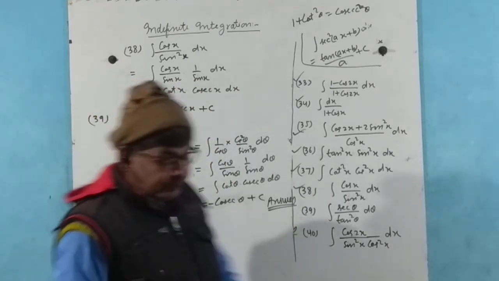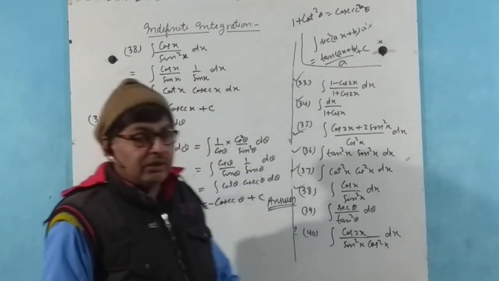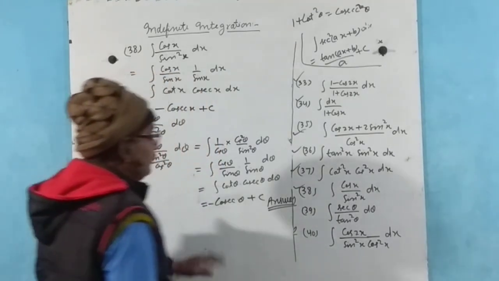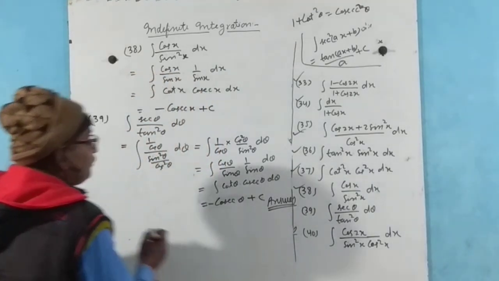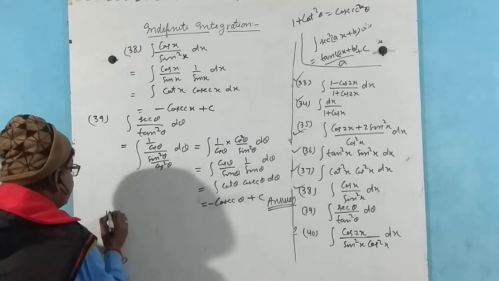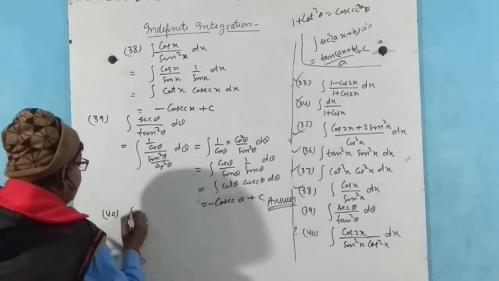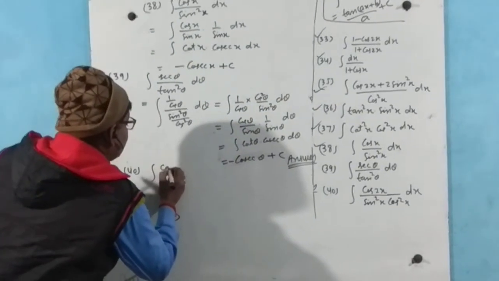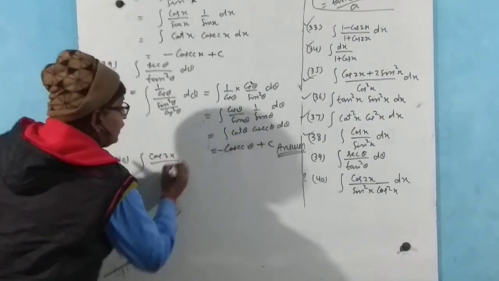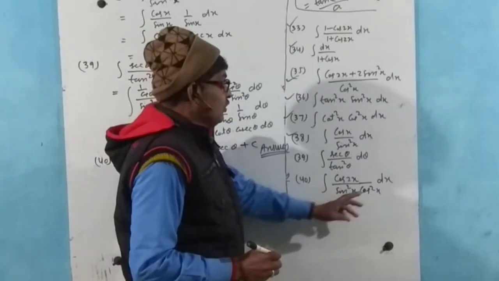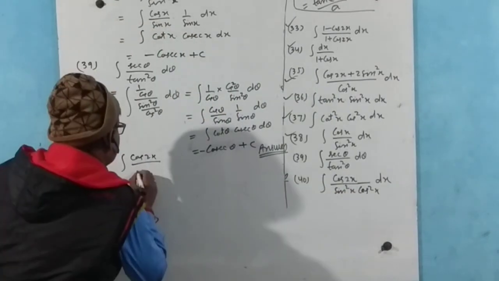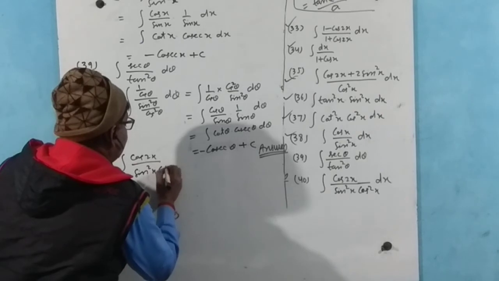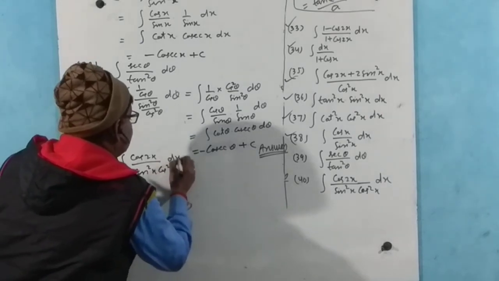Now we take another example, 40. Integration of cos 2x divided by sin square x cos square x dx.